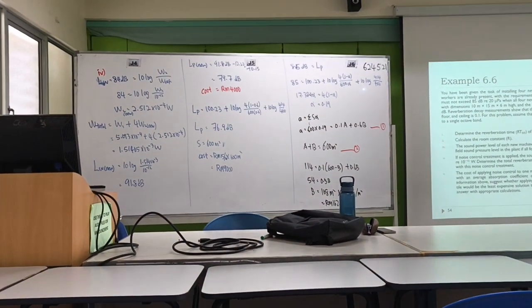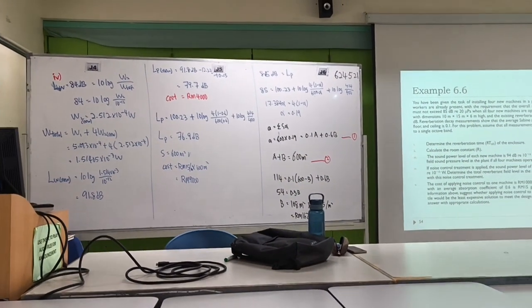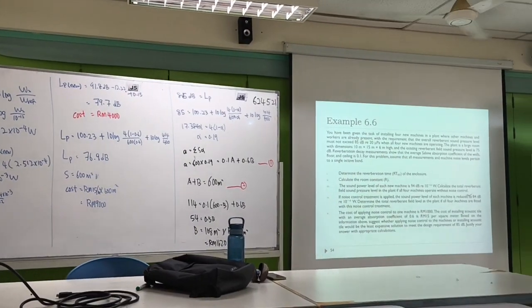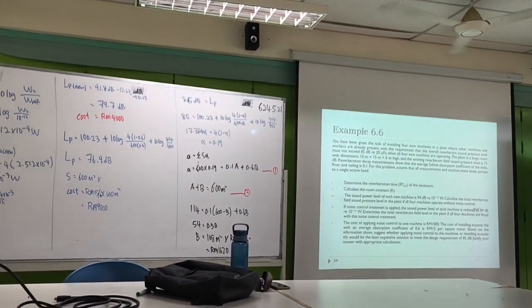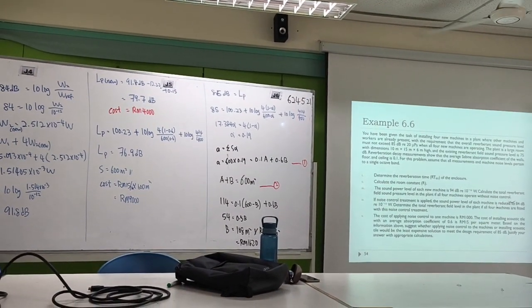$4,000. Do we calculate it out or is it given? You mean the first one? Yeah, that one. In the first case, the cost of applying noise control to one machine is 1,000. So we have 4 machines, 4,000.